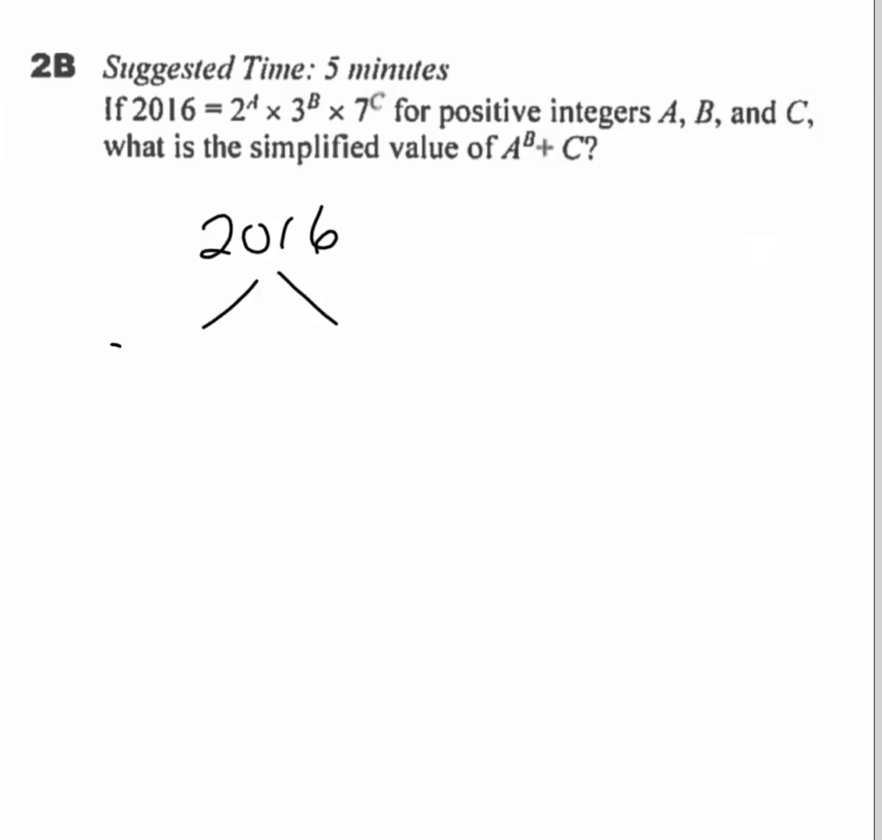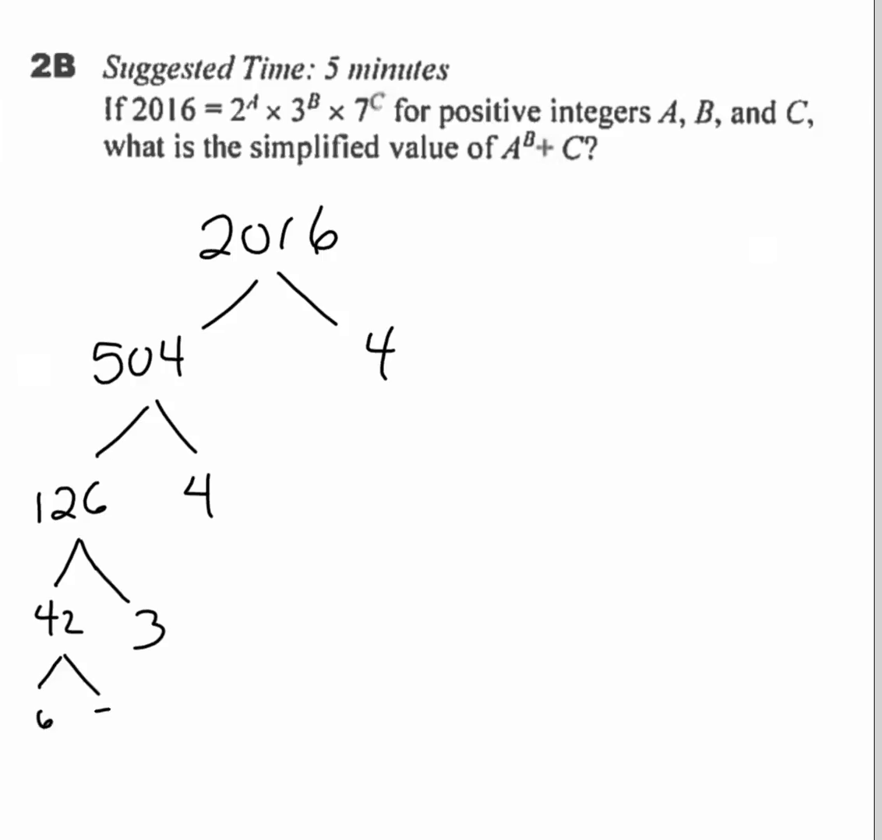For example, we could do 504 and 4. We could take 504, break it down into 126 and 4. It really doesn't matter how we break it down, right? We're just using a factor tree. So we could have 42. Whoops. We could have 42 and 3. And then this could get broken down into 6 and 7 and 3 and 2. 4s are 2 and 2 and 2 and 2.